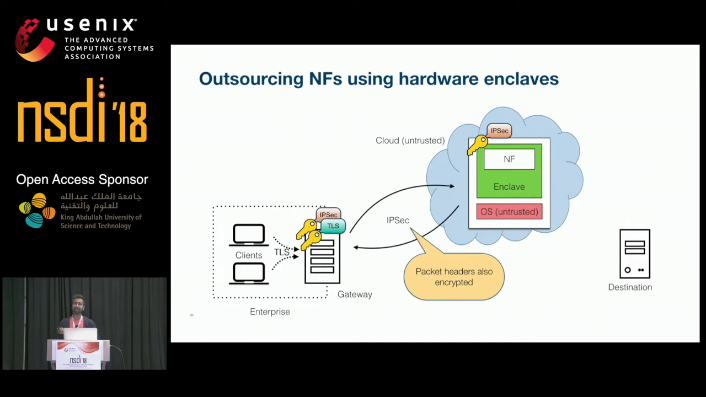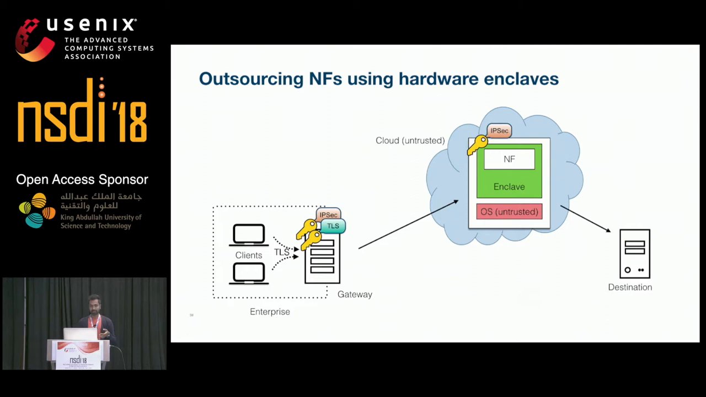Note that in this process, both headers and payload are always encrypted at the cloud and are only decrypted within the enclave. An alternate architecture model is also possible where packets are directly delivered to the destination, and SafeBricks also supports this architecture. More details on this are in our paper.